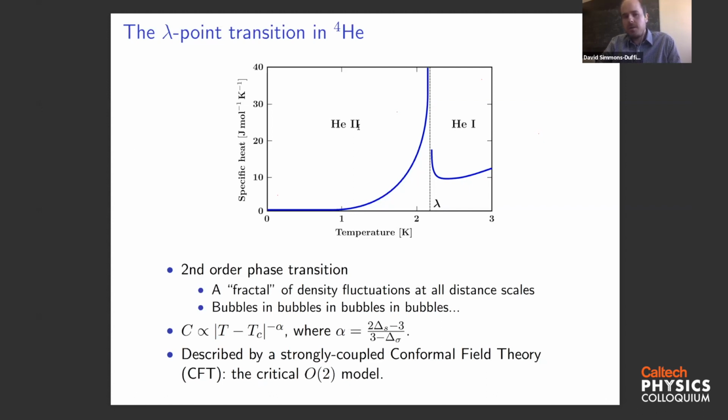This conformal field theory makes a prediction for the shape of the heat capacity curve as a function of temperature. It predicts that the curve should be a power law in T minus Tc. This power, called minus alpha, is called the critical exponent. This critical exponent is determined by some observables of the conformal field theory called scaling dimensions, here Δ_s and Δ_σ.